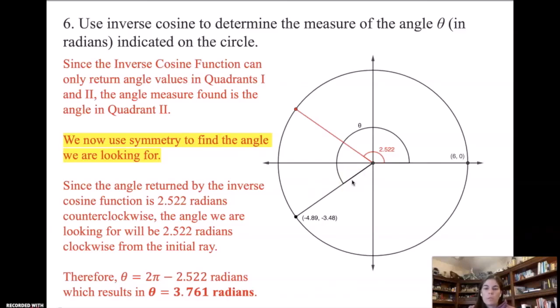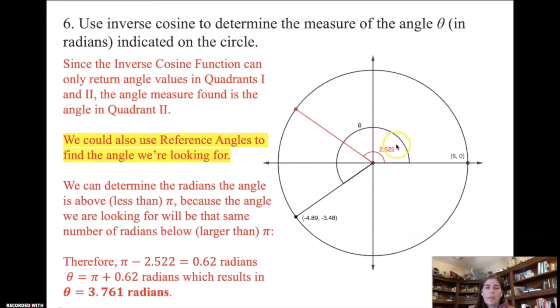But some students I've experienced, they're like, I just don't see it. So some of them will do something like this. They'll say that I know from here to here is 2.522 radians. Well, let me find this little reference angle here. So they'll do pi minus 2.522, and they're going to get 0.62 radians. So from here to here, this angle is 0.62. Again, because of symmetry, that means this angle here is 0.62 radians, and so they will then do pi plus 0.62 radians. And you'll get the same thing, so it really doesn't matter.